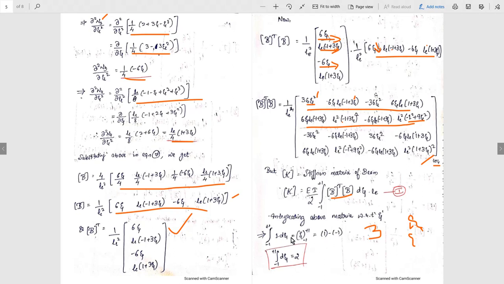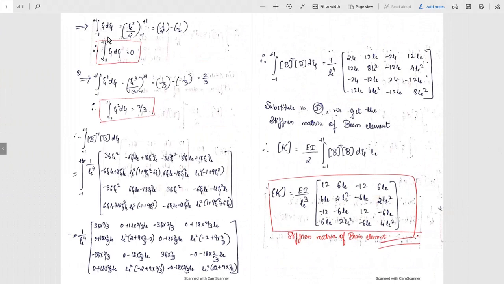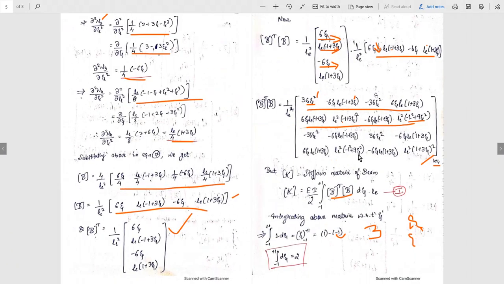When you integrate the constant term, if you integrate 1 d xi and apply the limits, 1 minus (-1), it will be 2. Then when you integrate xi d xi, you get xi square by 2, and when you apply the limits, half minus half, it becomes 0. And when you integrate xi square, it will be xi cube by 3. When you apply the limits, 1 by 3 minus (-1 by 3), it will be 2 by 3.